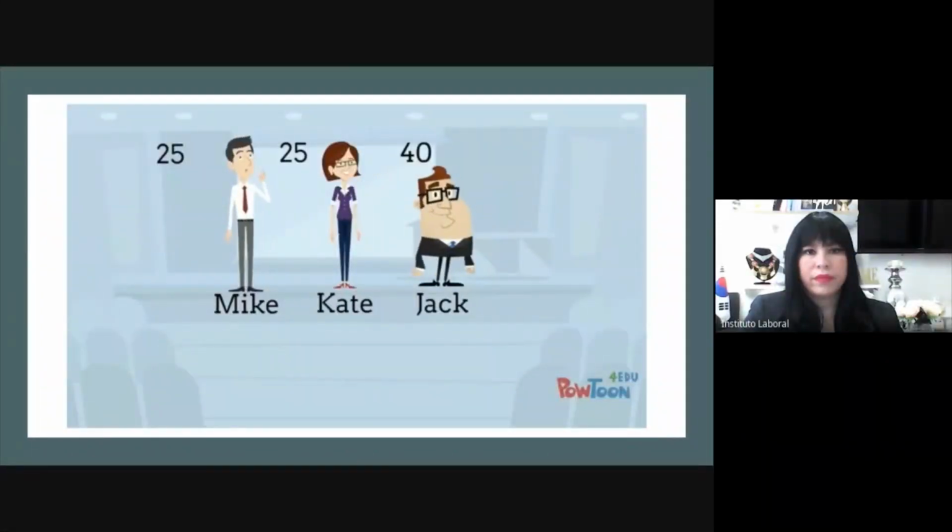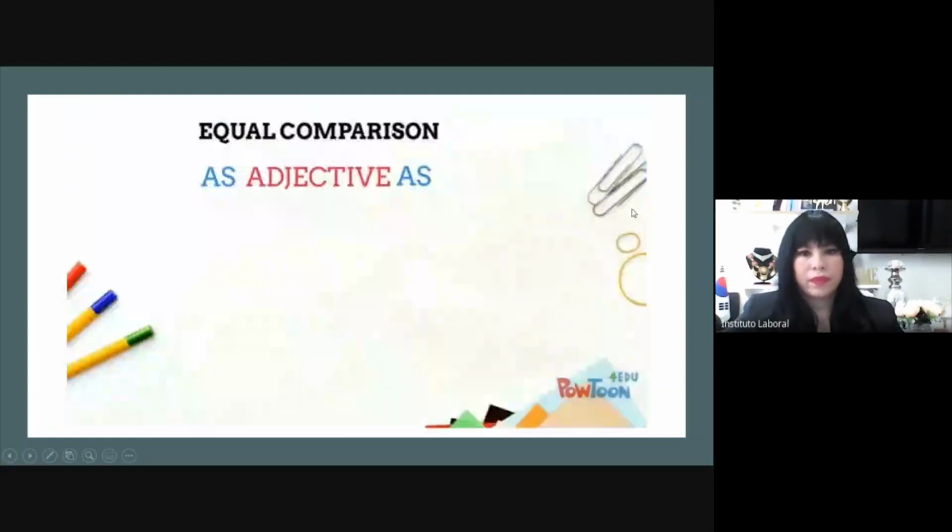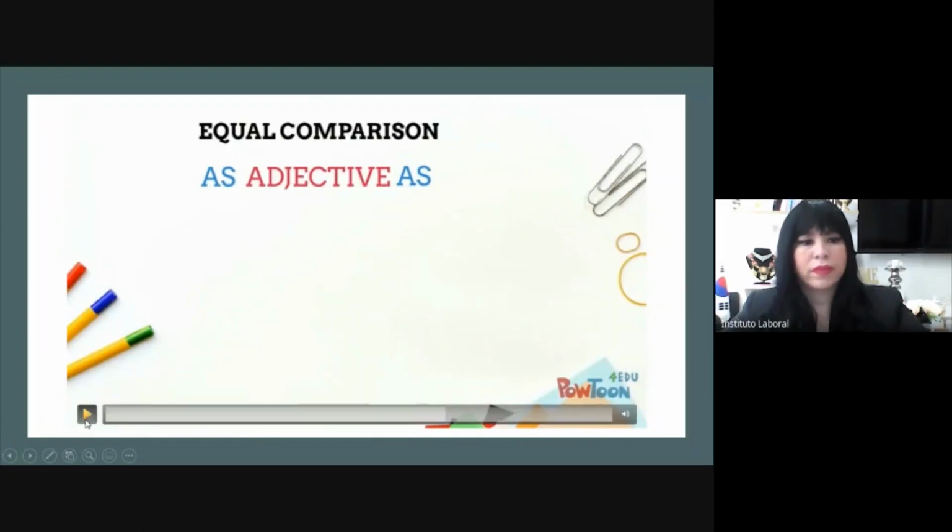Mike and Kate are 25 years old. Jack is 40. So Mike is as young as Kate. And Jack is not as young as Mike and Kate. To make an equal comparison, we use the formula as.